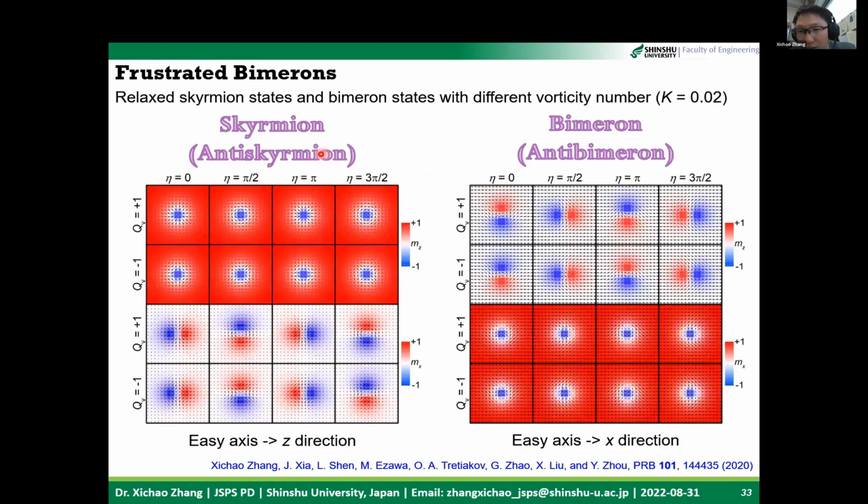We first studied the static structures and energies of bimerons with different vorticity and helicity numbers. We also compare the bimeron results with that of the frustrated skirmings, and the parameters used for the bimeron and the skirming system are the same. You can find it in the paper. The only difference is the direction of the easy axis as indicated below the figure. For the skirming system, the easy axis is pointing in the z direction, and for the bimeron system, the easy axis is pointing in the x direction.